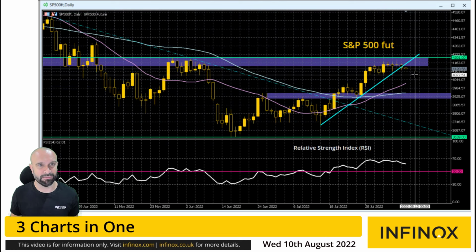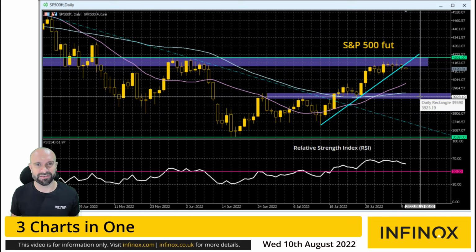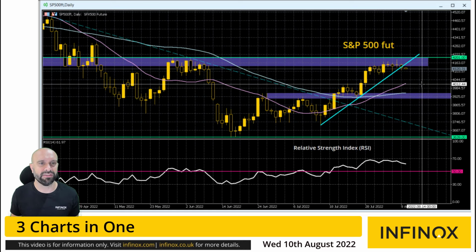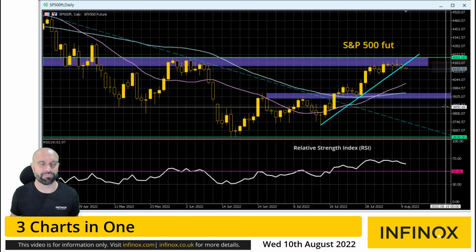As I said, in this little mini range, 4,080 needs to hold ideally, but even if that does go, as long as it doesn't start breaking below this reaction low here at 3,920 area, I still think that this is a chart to buy into weakness and to play for this recovery.